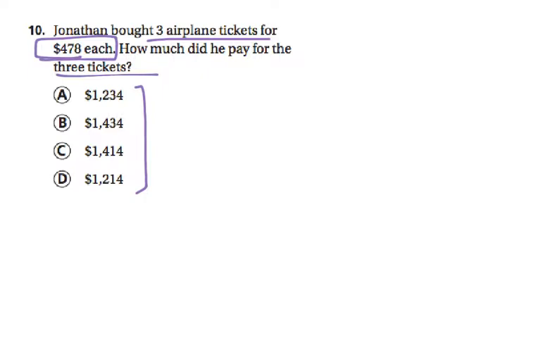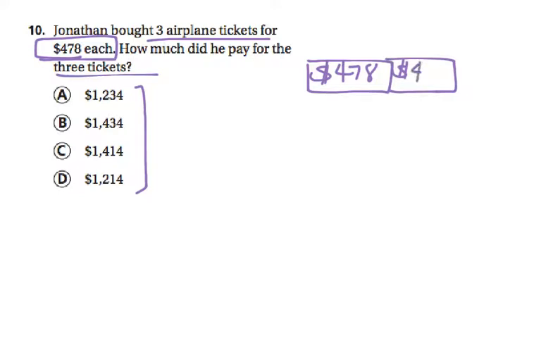So I know he bought 3 plane tickets. Each of them cost $478. Here's 1 plane ticket. That was $478. Another plane ticket. Also $478. Ooh, my 8 doesn't look that good. And the 3rd plane ticket was $478.